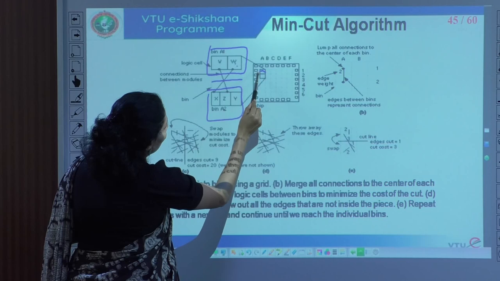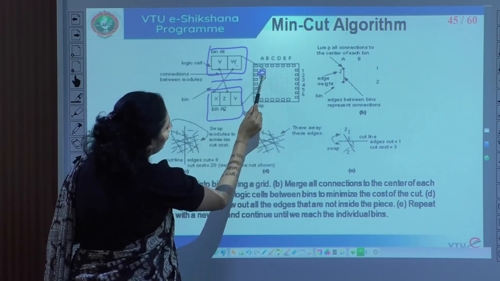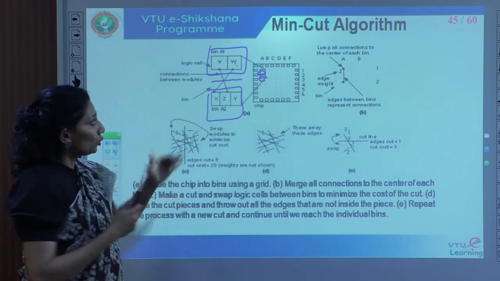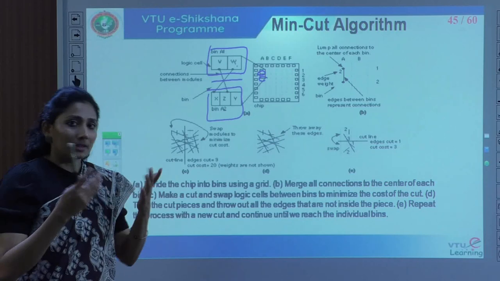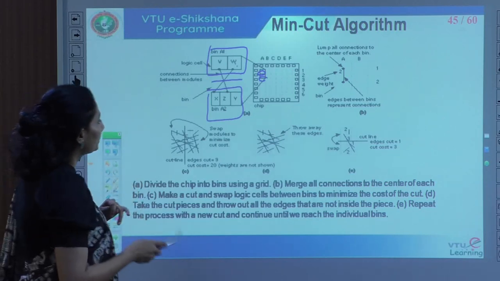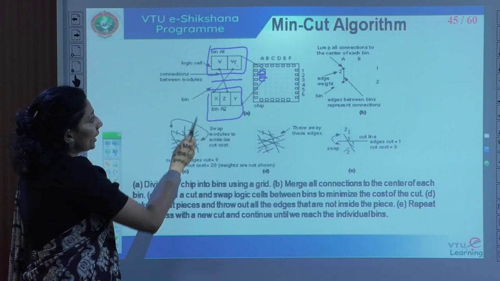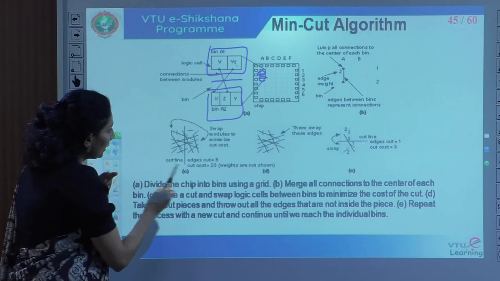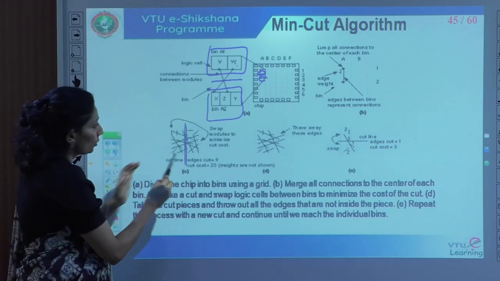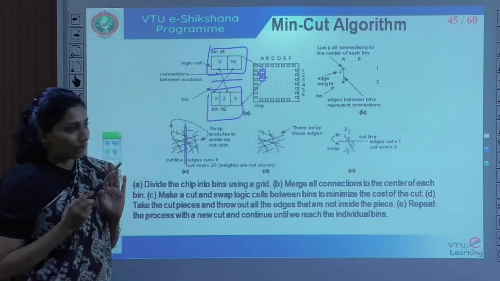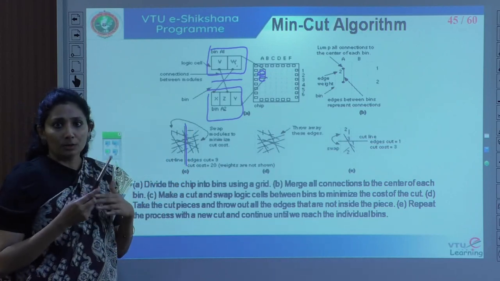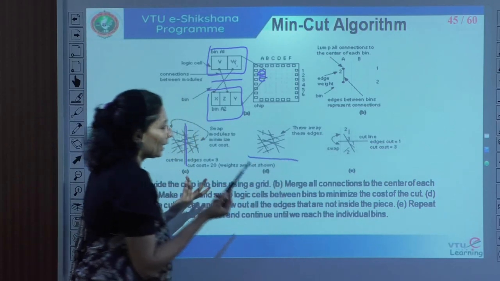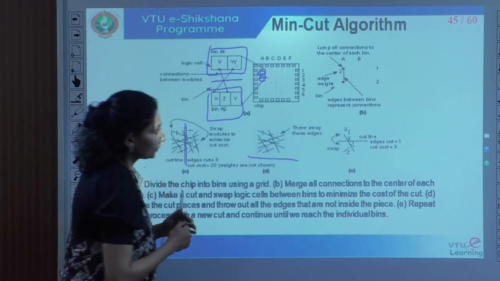Say W is seen somewhere here and Y is seen somewhere here, but they belong to 2 different bins, though they look like they are adjacent to each other. This is only one portion; if you look at the entire chip, the total interconnects, if it's a single bisection, will appear to be something like this. If I want to apply the min cut, I have to eliminate so many interconnects being cut, then it may appear something like this.